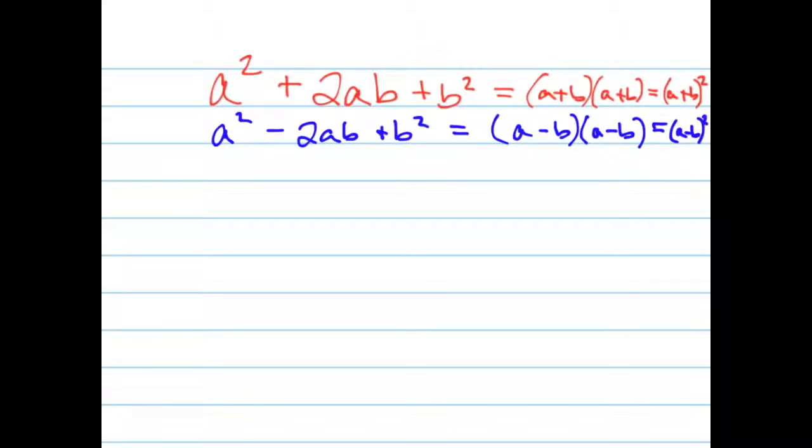So let's see if we can recognize this. N squared minus 12n plus 36. So first question, how many terms do we have? 3. Awesome. Now, are the first and last terms perfect squares? Yes. N squared and 36 are both perfect squares.